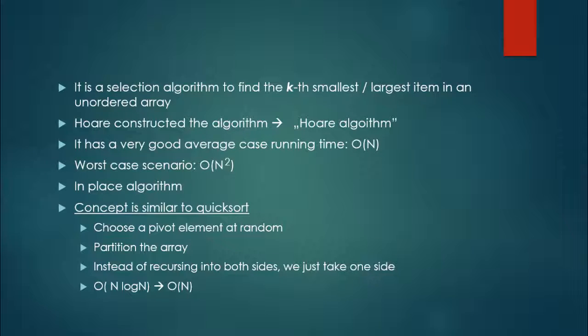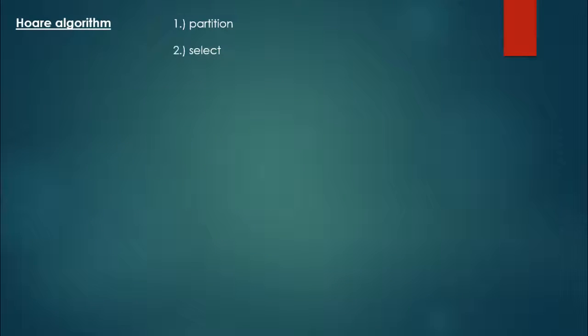The concept is similar to that of quicksort. We choose a pivot item at random, we partition the array, and instead of recursing into both sides, we just take one side. So we have the partitioned array, with the left subarray and the right subarray, and instead of using both of them, we are going to use just a single one. And why is it good? Because the quicksort O(n log n) time complexity can be reduced to O(n) linear time complexity very fast.